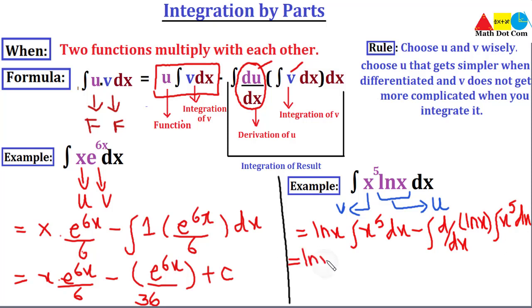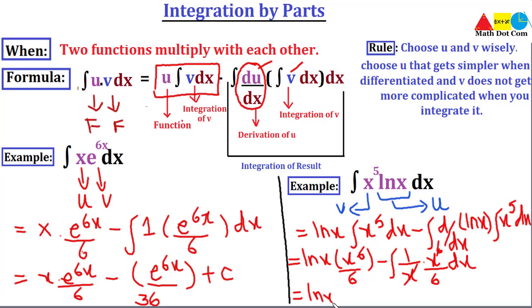So natural log of x will be as it is. Integration of x raised to power 5 is x raised to power 6 divided by 6, minus integration of the derivative of natural log of x, which is 1 over x, and the integration of x raised to power 5, which is x raised to power 6 divided by 6, dx. Now we can simplify it like this, and let's see what we'll get.